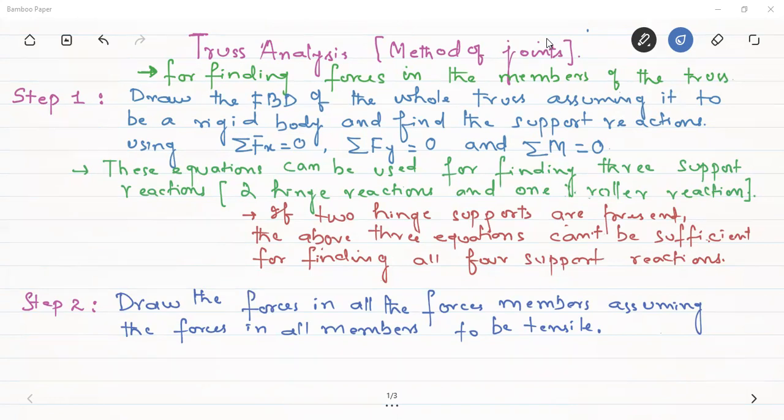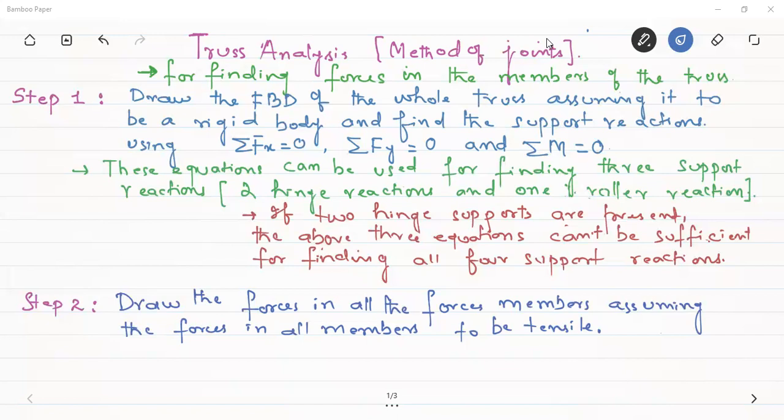Actually there can be a planar truss, and there can be a space truss. Space truss means the three-dimensional truss. But in our course, we will restrict our discussion to planar trusses. Therefore, for planar trusses, we need only three equilibrium equations, that is two force equations and one moment equation. Therefore, it says to assume the truss to be a rigid body. The planar truss can be assumed to be a rigid body, and after drawing the free body diagram, we can use the three equations to find out the support reactions.